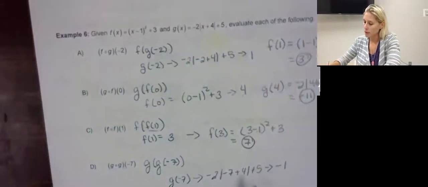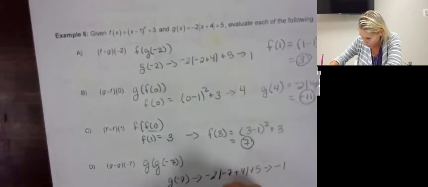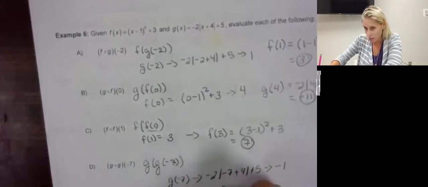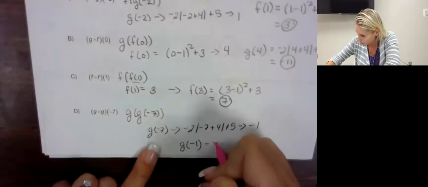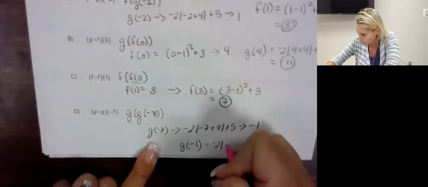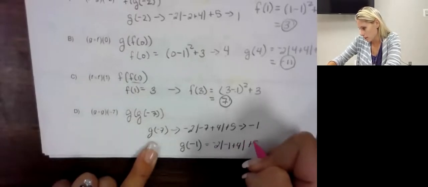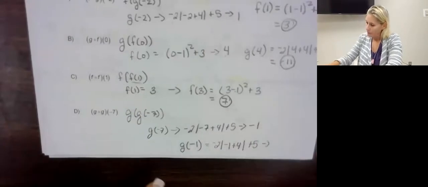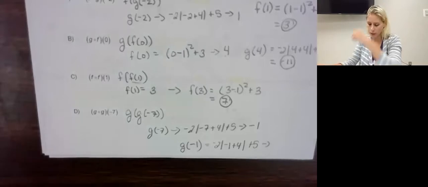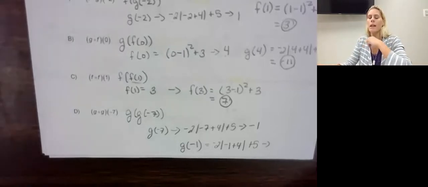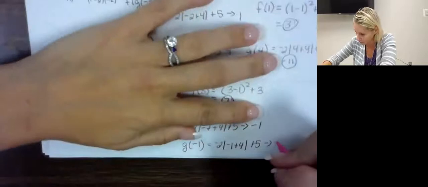So now when I replace g of -7 with -1, what I have left over is g of -1. So now I'm going to plug that in. So -2 times absolute value of -1 plus 4 plus 5. So -1 plus 4 is 3. Absolute value of 3 is 3. -2 times 3 is -6. -6 plus 5 is -1.